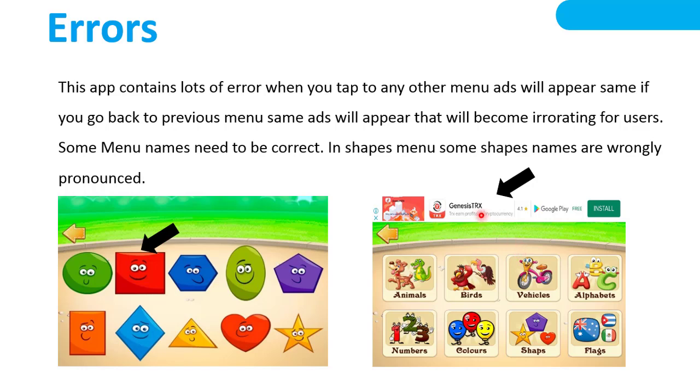On the other hand, when you go to animals, an ad will appear, then you will switch to the animal session. When you go back by clicking on the back button, the ad will also appear. So there are too many ads in the application, which I think should be removed or minimized.